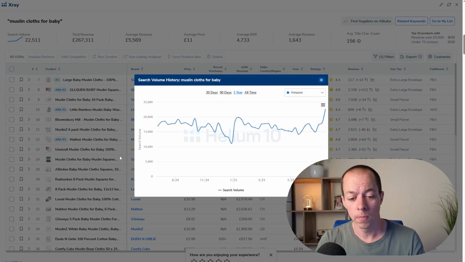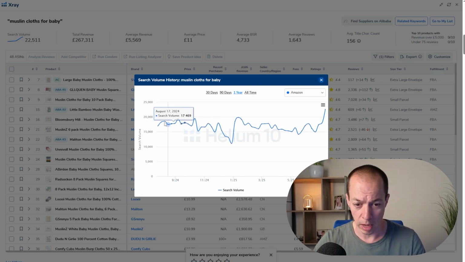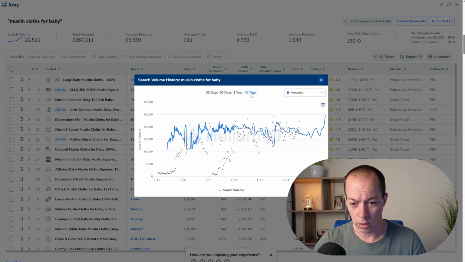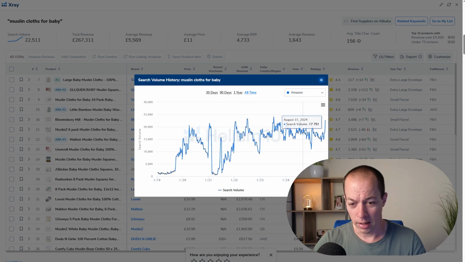Now, I don't mind if a product has a Christmas peak. That's absolutely fine, as long as the demand is pretty consistent throughout the year. So with this one here, muslin cloths for baby, this is pretty consistent with maybe the odd little deviation there and there. But generally, this is equal demand throughout the year. This is on the 1 year view. And if we do all time, again, this looks pretty good.